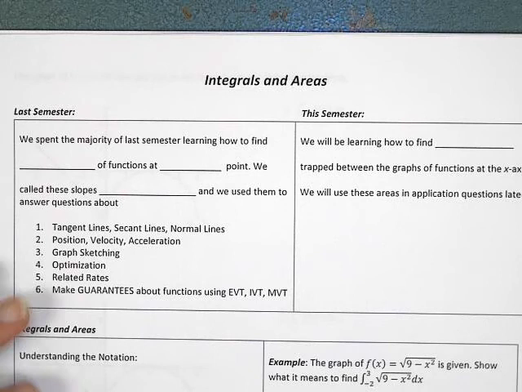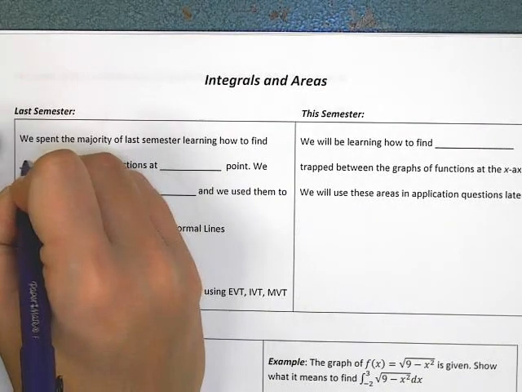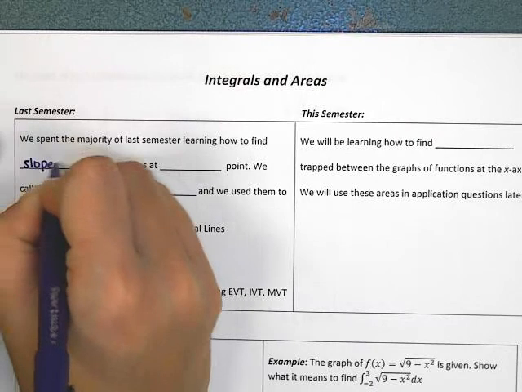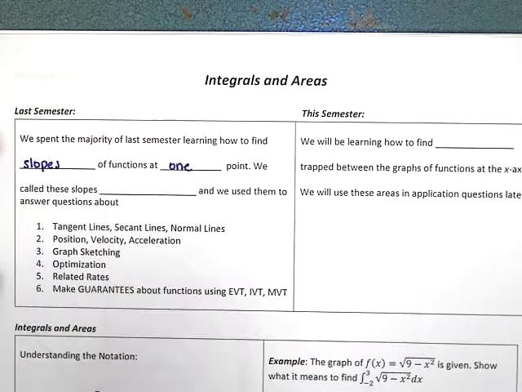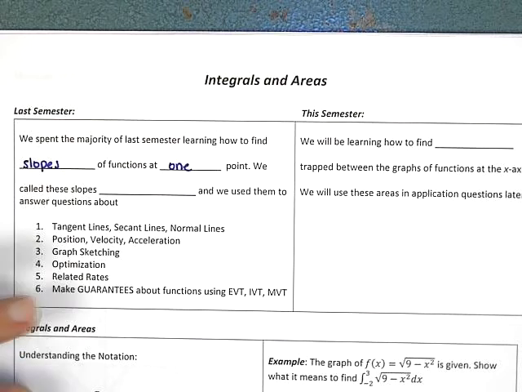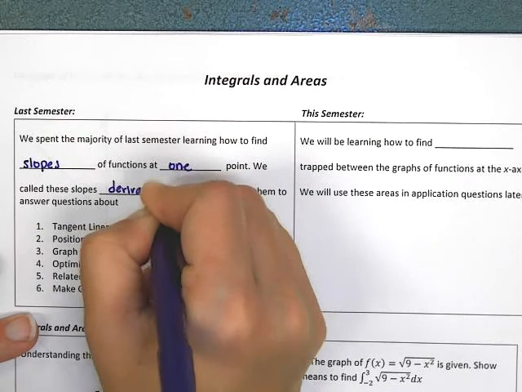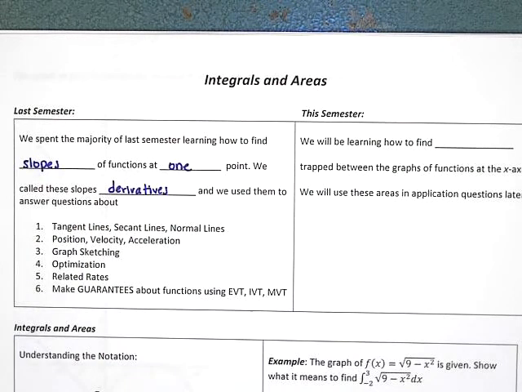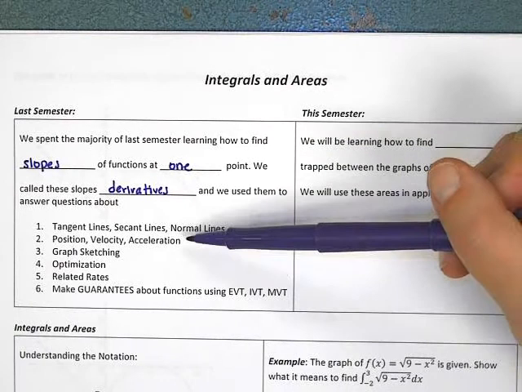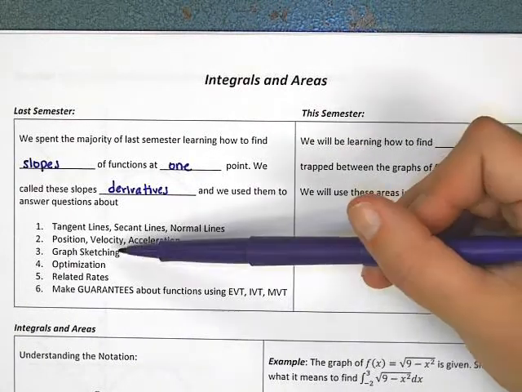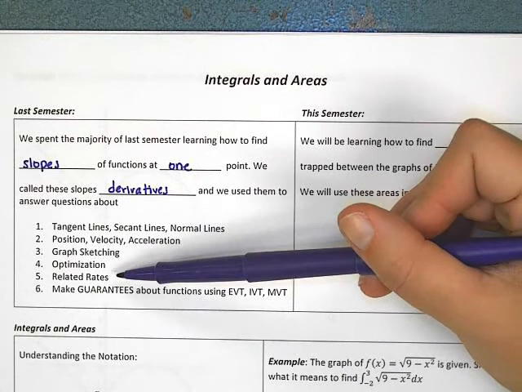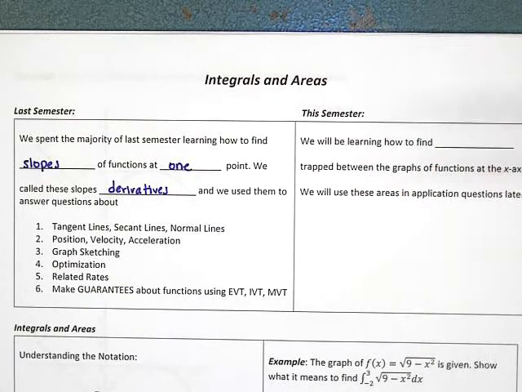We spent the majority of last semester learning how to find slopes of functions at one point. We called these slopes derivatives, and we used them to answer questions about tangent lines, secant lines, normal lines, position, velocity, acceleration, graph sketching, optimization, related rates, and to make guarantees about functions using the EVT, IVT, and MVT.